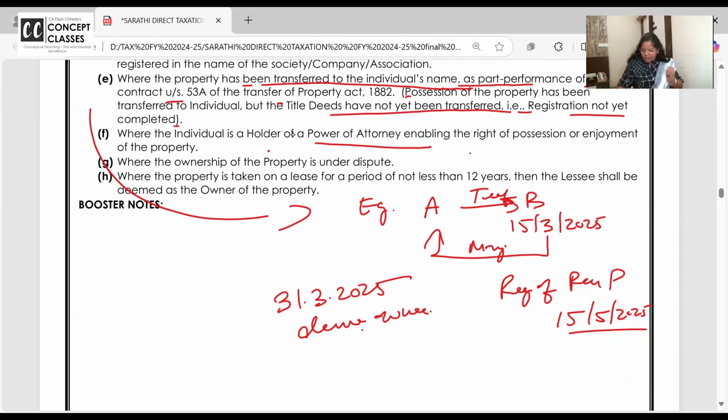ये इसको पहले conclude करते हैं. Who is the deemed owner? A or B? क्वेश्चन नंबर वापस. Question ही clear नहीं है.